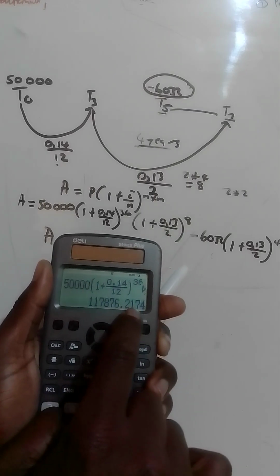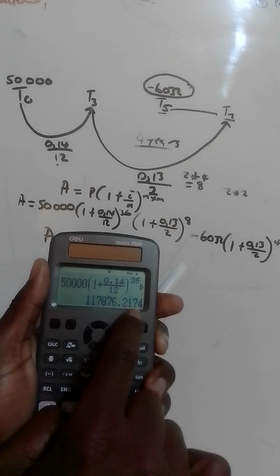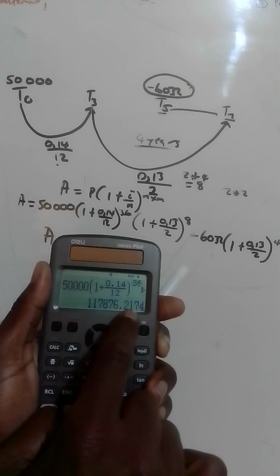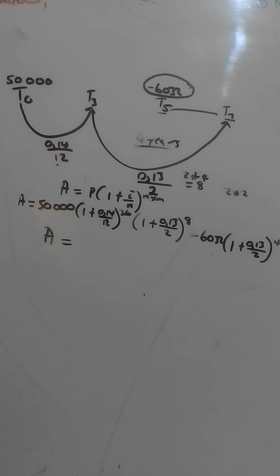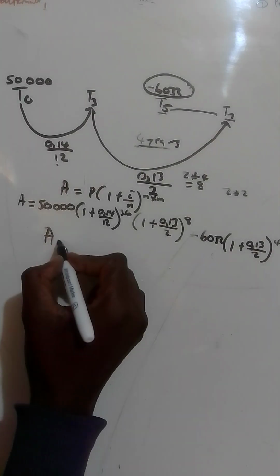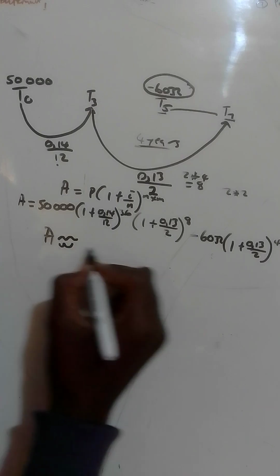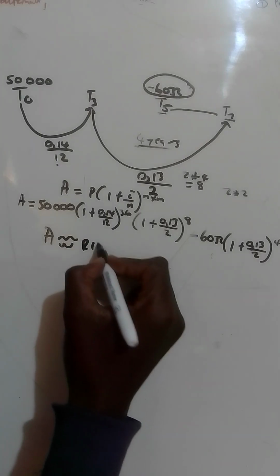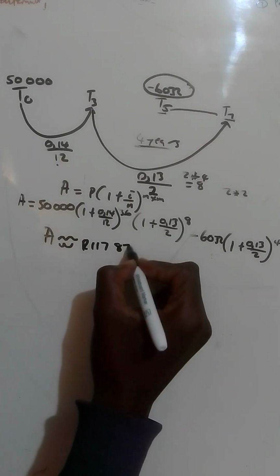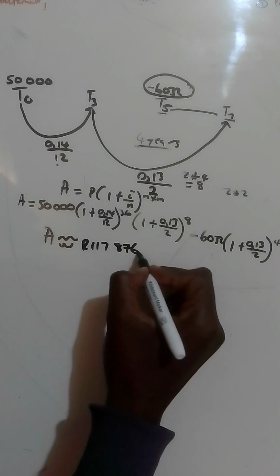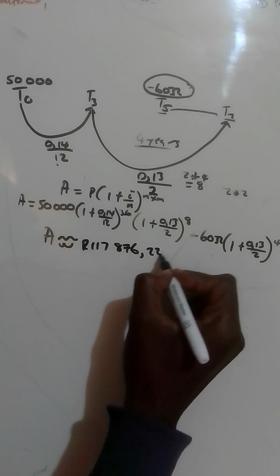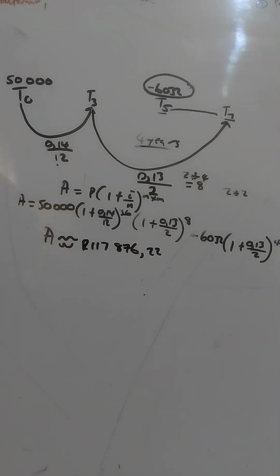I have added 1 here because the third decimal number 7 is bigger than 4. So we add 1 here. So Mr. Mungai received approximately 117,876 rands and 22 cents. There we go. That is how much Mr. Mungai received. But that is method number 1.